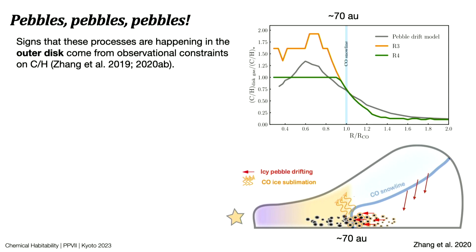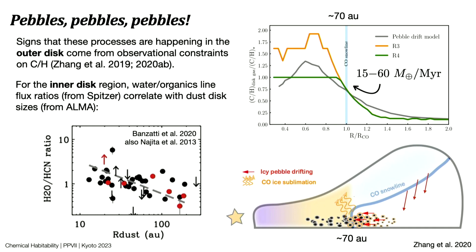AU. And this matches fairly well pebble evolution models that include vertical settling of pebbles and their radial drift. And you can in fact use that to put a number on this pebble drift flux at this specific location in this disk. You find about 15 to 60 Earth masses per million years, which is not too far off of what planet formation models need. That's the CO ice line.